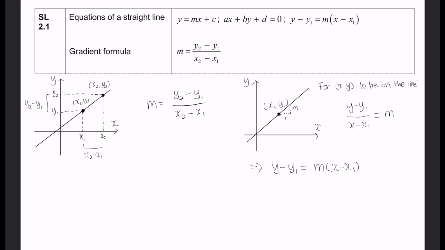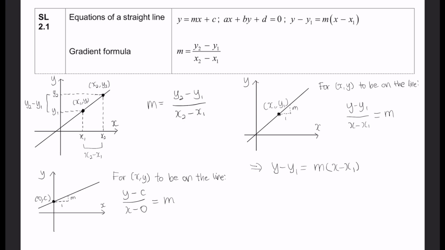Similarly, if we know the gradient as well as the y-intercept of the straight line, we can get a different, arguably more specific form for the equation of a straight line. If we again call the gradient of the line m and the y-intercept of the line (0, c), we get that any coordinate x, y such that y minus c over x minus 0 equals m is on the line. If we multiply by x, then add c to both sides of the equation, we get the equation y equals mx plus c. Note that because we are able to see what the gradient and the y-intercept of the straight line is just by looking at the equation, this formula has the name gradient-intercept form of a line.